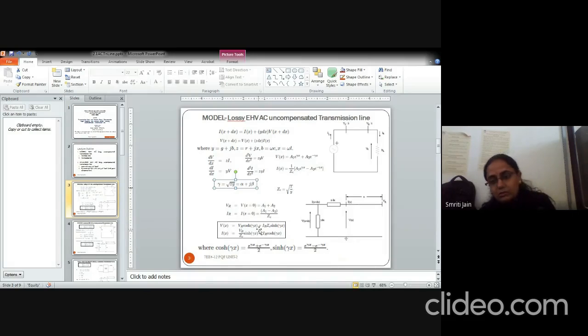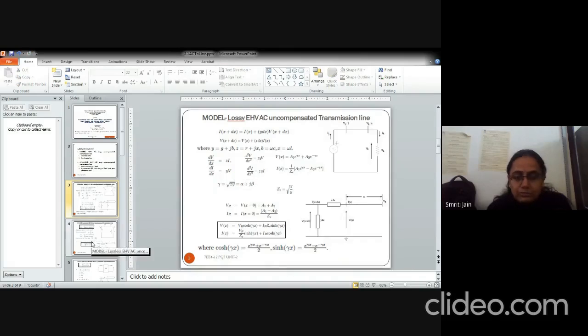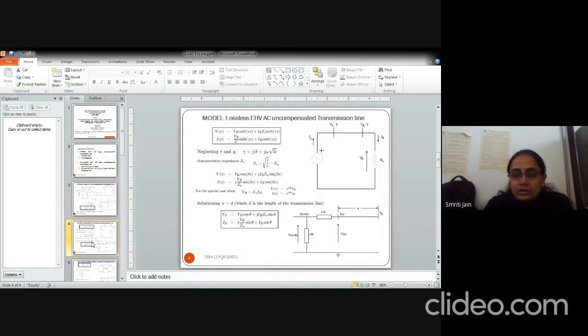This is the model of an uncompensated lossy EHV transmission line, where cosh gamma x and sinh gamma x, as you know, will be given by these two equations. Similarly, we model the lossless line. The similar line is taken, and the previous model is defined here in terms of these two equations. Now, what is the condition of a lossless line? That the resistance and the conductance will be equal to 0.